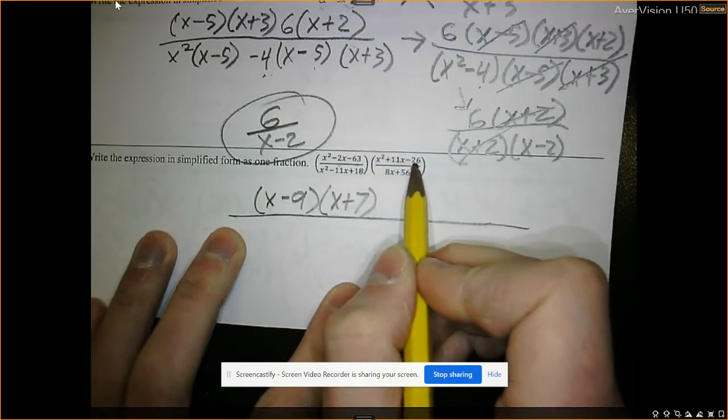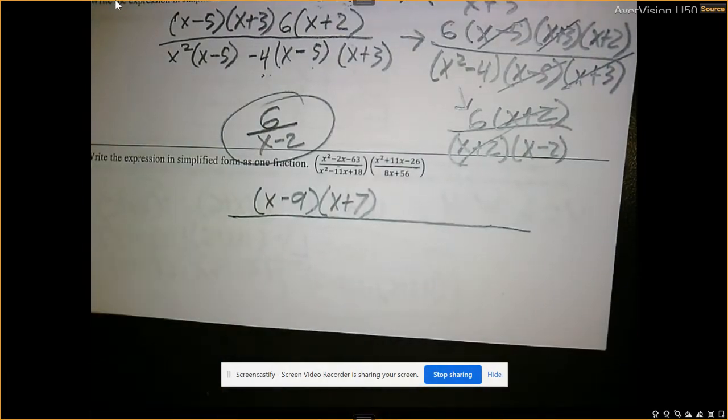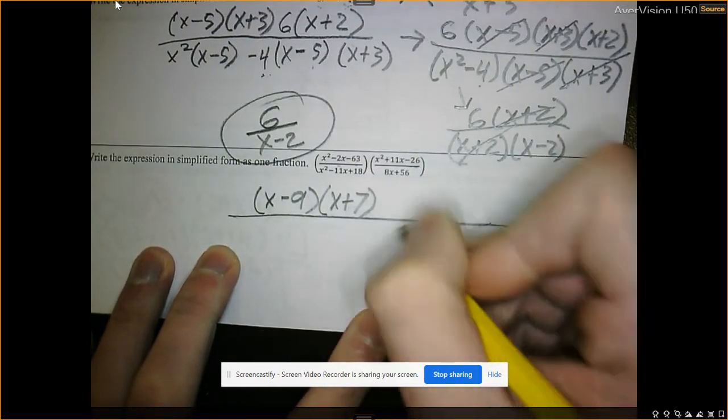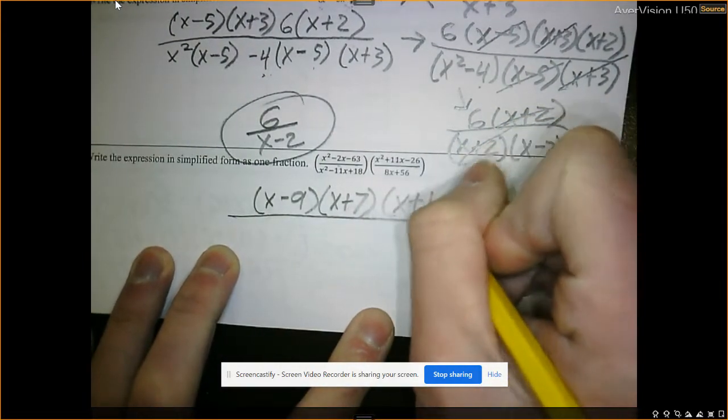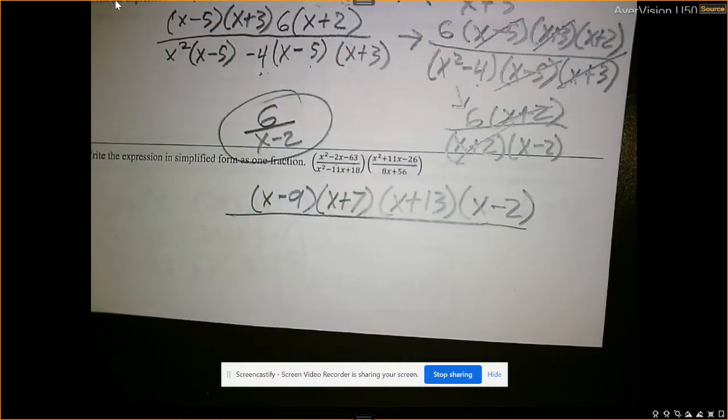Again, now you should be thinking about two numbers that multiply to negative 26, add to 11. Do this on your own. Pause right now, then hit play to see the answer. Multiply to negative 6, add to 11. It's an x plus 13 and an x minus 2.